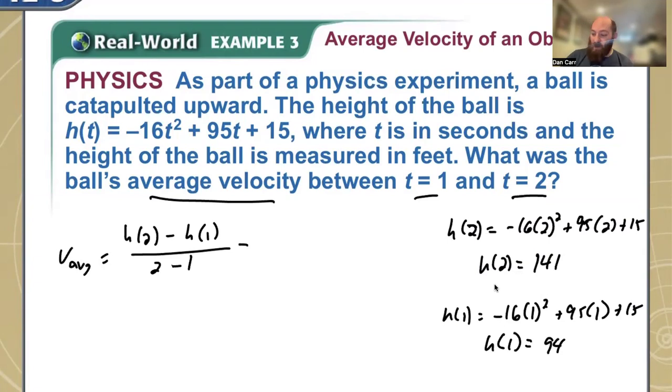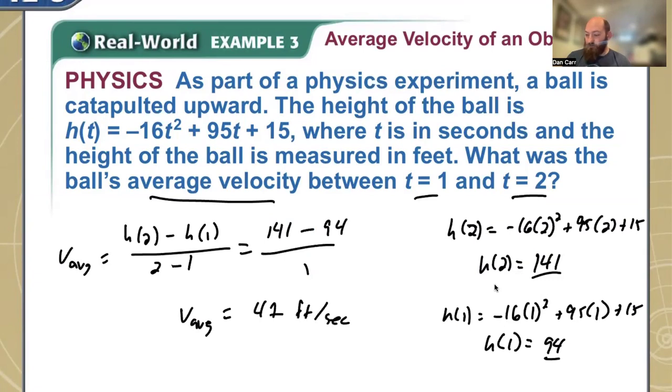So that means when I find my average velocity, using my two y values, it's 141 minus 94 over 2 minus 1, which is 1. So when I subtract those out, we get 47 feet per second.